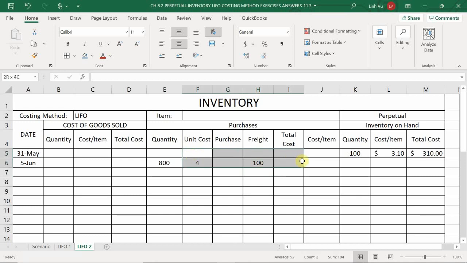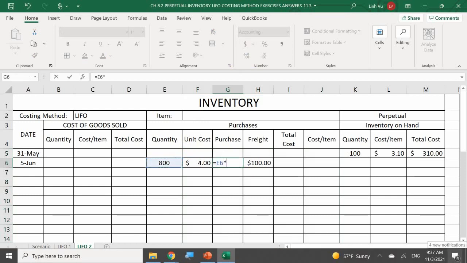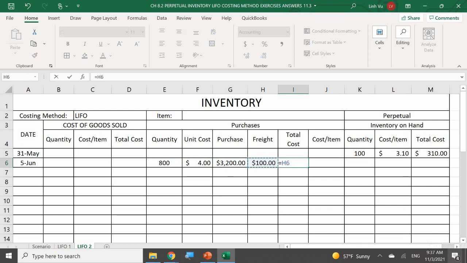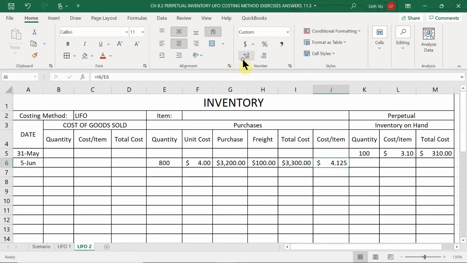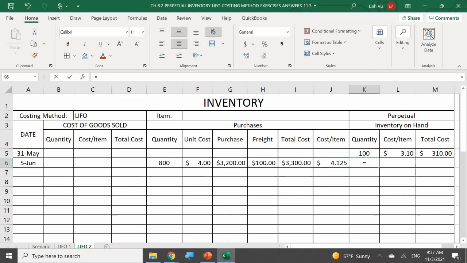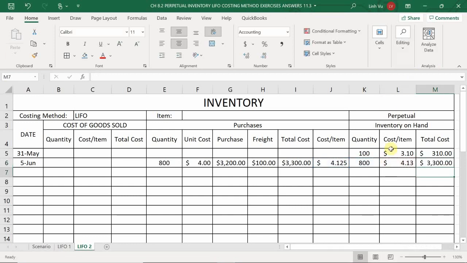In this case, what should be my total purchase price? 3,200. Good, 3,200 plus 100 is 3,300, which brings my cost per item to be $4.125. Yes, 4 and 12 and a half cents. So in this case, I'm going to carry this batch over. So now I have a second batch of inventory, for the 800 at 4 and 12 and a half cents, which should give me a total of 3,300.